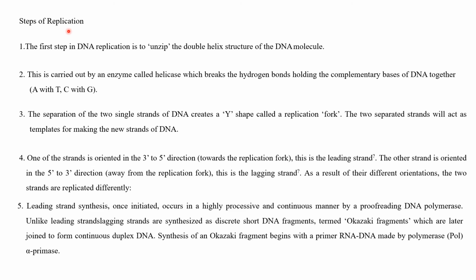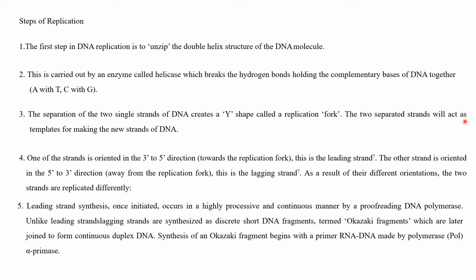These are the steps of replication. The first step in DNA replication is to unzip the double helix structure of the DNA molecule. This is carried out by an enzyme called helicase. It breaks the hydrogen bonds holding the complementary bases of DNA together, A with T and G with C. The separation of the two single strands of DNA creates a Y-shaped structure called a replication fork.